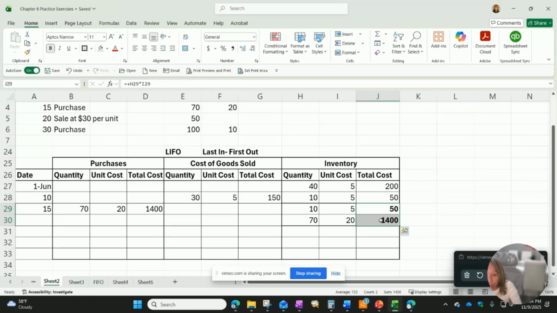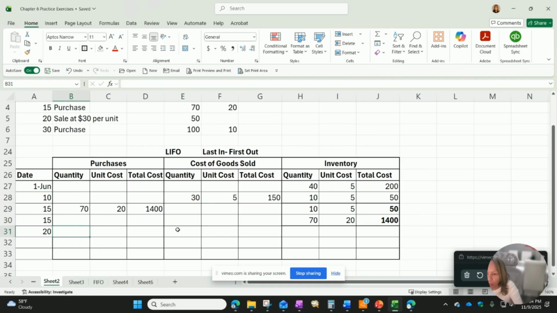If we were done with the exercise, we could say our ending inventory at the end of the month is $1,450. But there's more, and that's on the 15th. On the 15th, our ending inventory is 80 speakers at $1,450. The next transaction was a sale on the 20th. On the 20th, 50 speakers were sold.